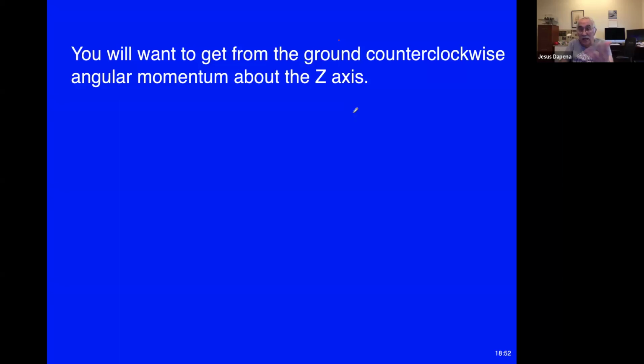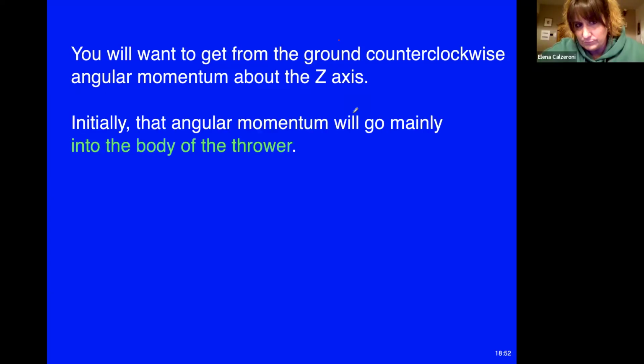Initially, that angular momentum that you're getting, and we will see that you get it from the ground, because to obtain angular momentum you need a force made on you. The only thing in contact with the system made by you plus the discus is the ground. So all angular momentum has to come from forces made by the ground on the thrower. And initially, that angular momentum will go mainly into the body of the thrower. It's not going to go into the discus. A little bit will go into the discus immediately, but most of it will be in the body of the thrower.